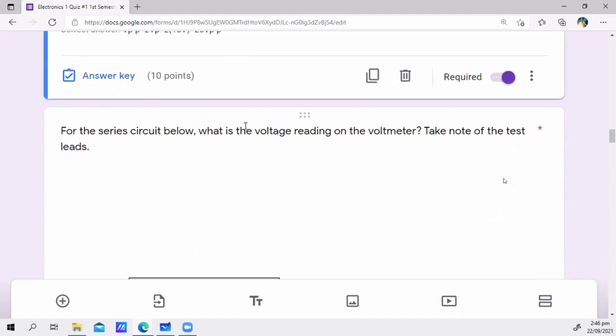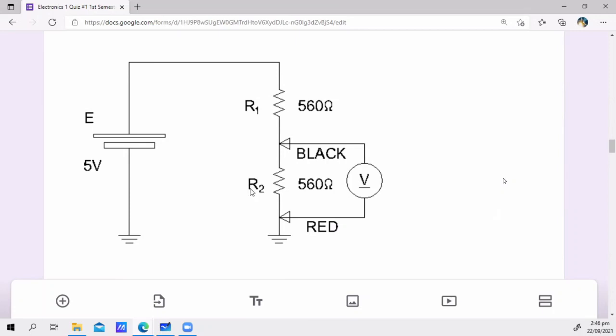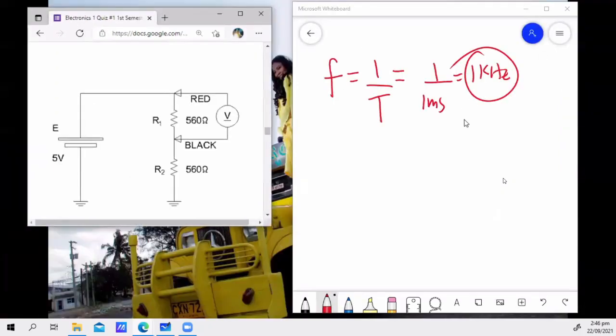For the series circuit below, what is the voltage reading on the voltmeter? So ito, dinemonstrate ko pa sa inyo to last time. So same circuit din ito dun sa given na sa nauna. So alam natin na meron tayong tig 2.5 volts dun sa R sub 1 tsaka sa R sub 2. Okay, but take note of the test leads. Yung black nandito and yung red nandito. So let me just redraw that dito sa ating whiteboard.